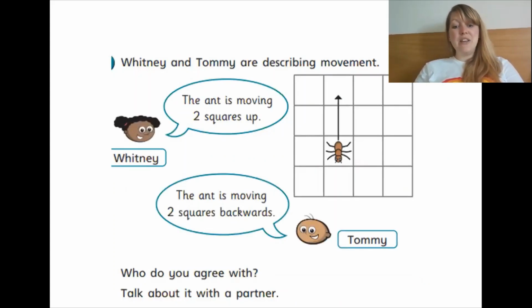And finally, here you go. Whitney and Tommy are describing movement. Whitney says that the ant is moving 2 squares up. And Tommy says the ant is moving 2 squares backwards. Who do you agree with? Do you agree with just one of them? Or do you agree with both? Have a chat with your grown-ups or older siblings and see what you come up with.